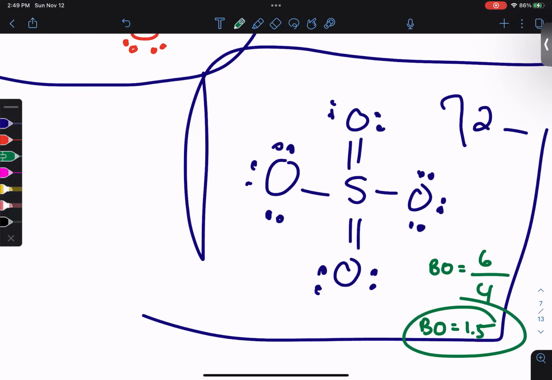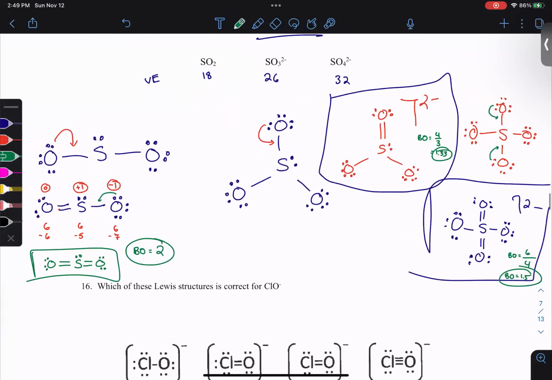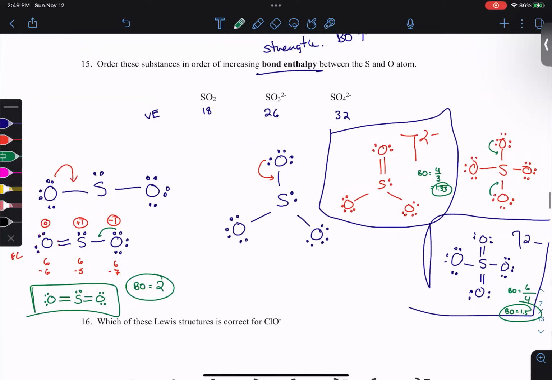All right, and so now at this point, now that we have bond order, we can actually answer the question and order them in increasing strength. So which bond is the strongest? SO2, and then the weakest is SO3 2 minus. Yeah, so this is the strongest, and then this one is the weakest. Perfect. So you've got to consider resonance. Consider resonance. Okay.